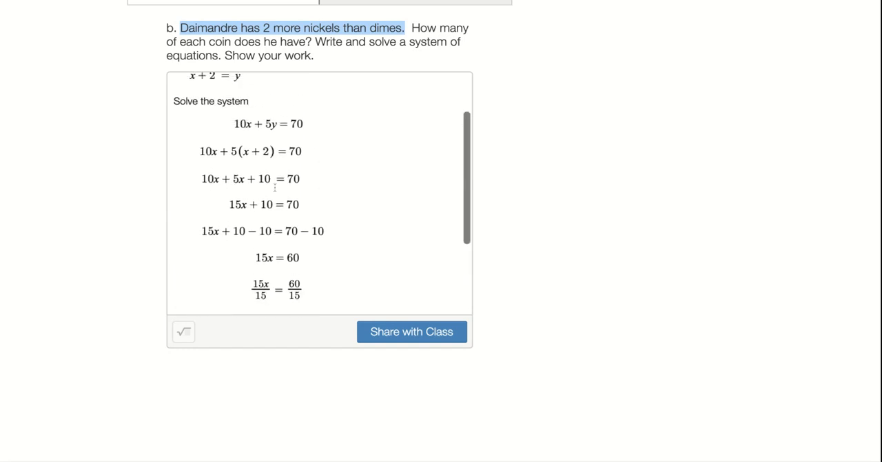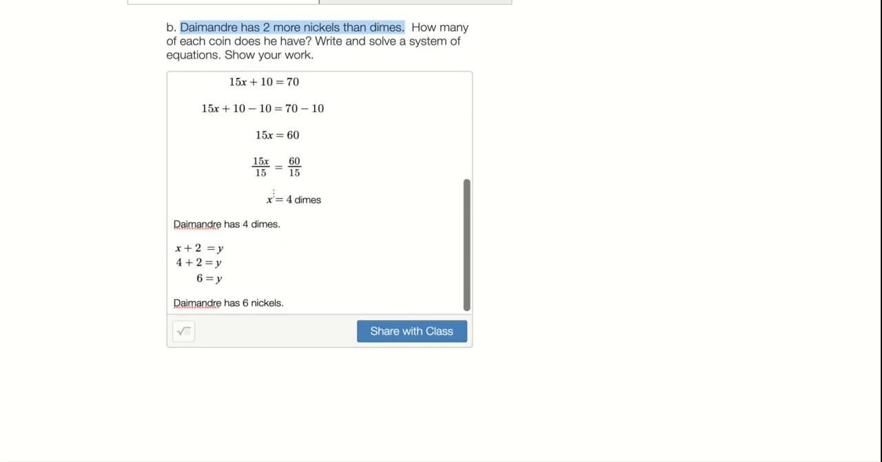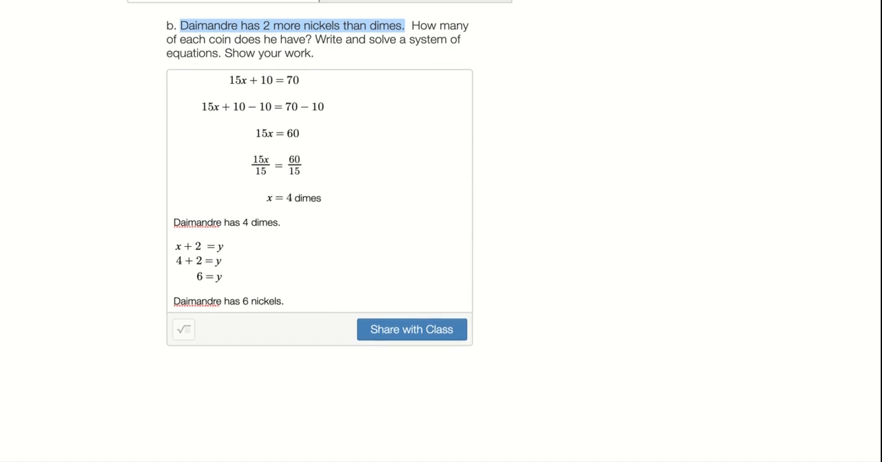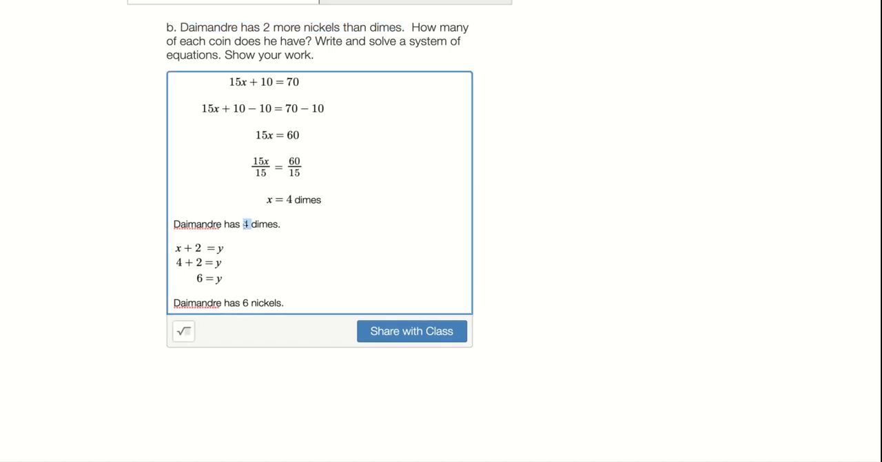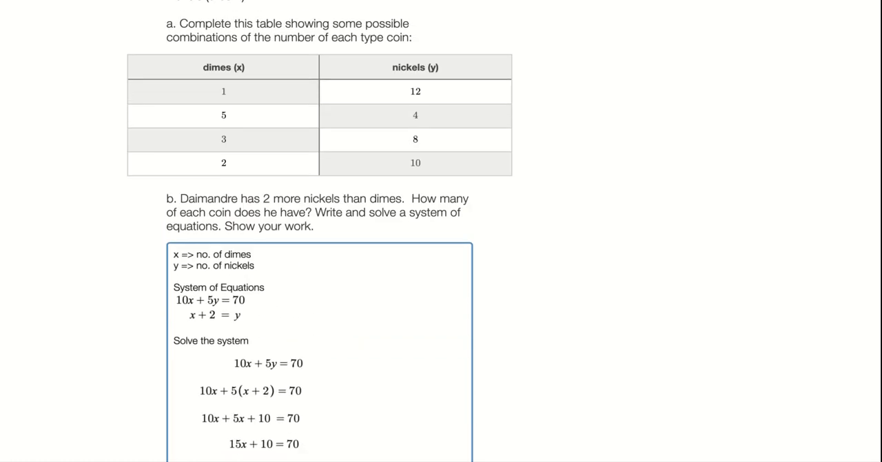It also said that De'Mondre has 70 cents, and he only has nickels and dimes. Well, we know that 4 dimes is 40 cents, and 6 nickels is 30 cents. So if De'Mondre has 4 dimes and 6 nickels, he does in fact have 70 cents. So we have met the criteria of the problem.